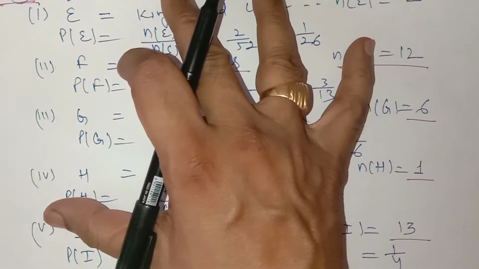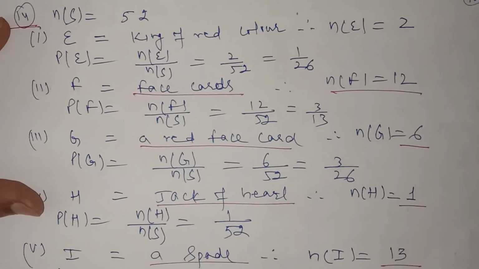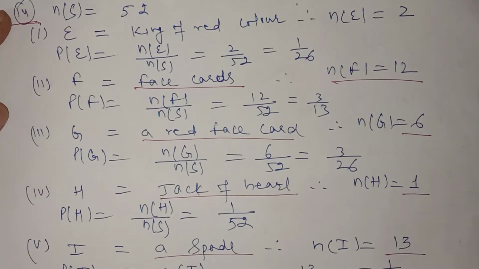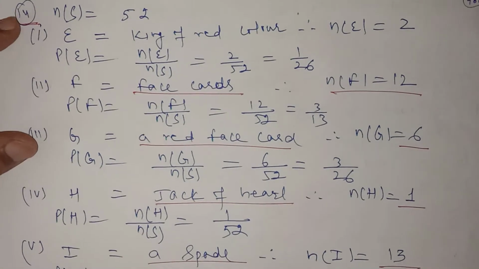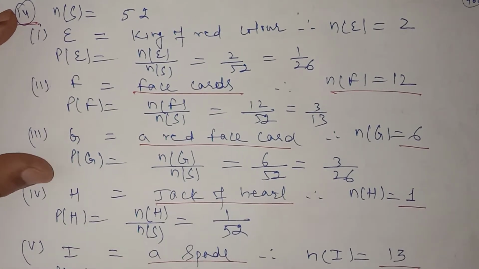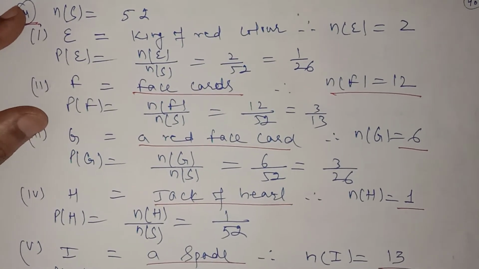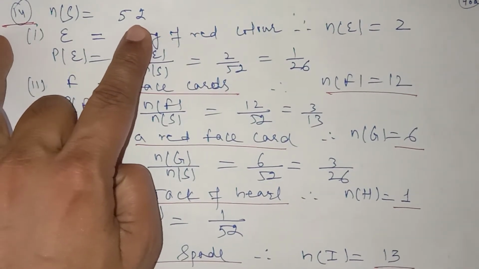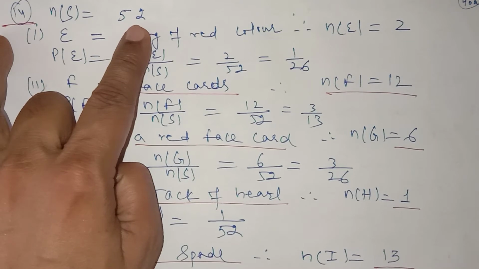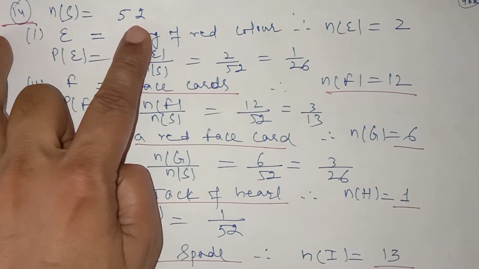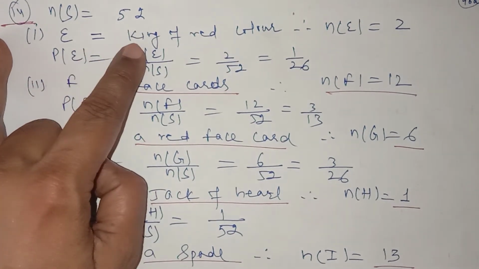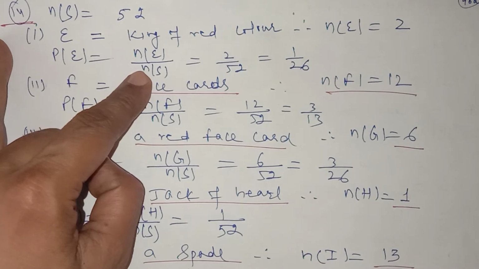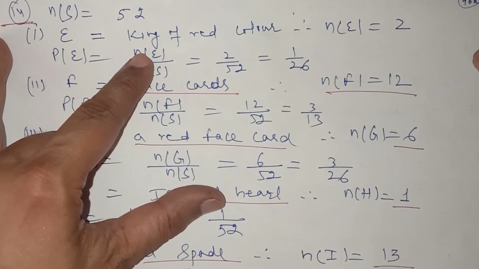Now in question number 14, a card is being drawn out from a pack of 52 cards. So naturally the sample space will be 52, because there are 52 cards in a pack of cards. Now in the first part, you have to find the probability of getting a red color king, a red king.